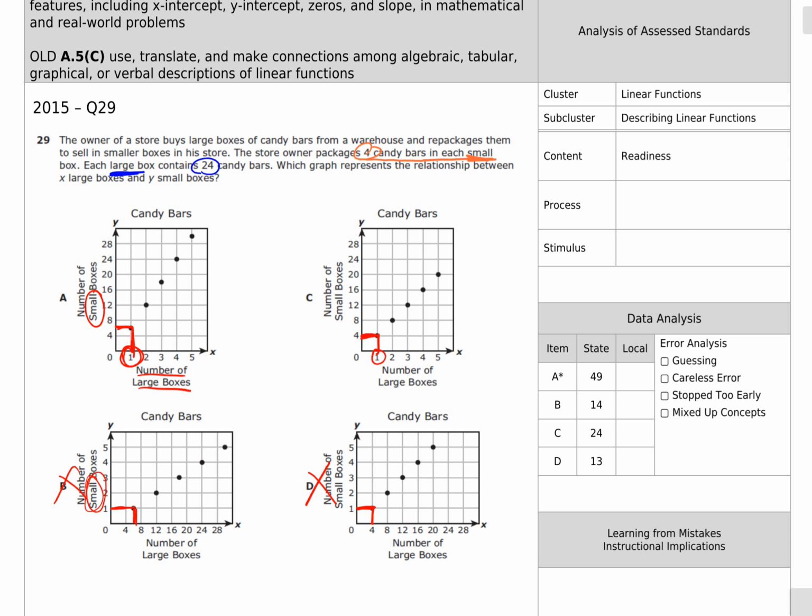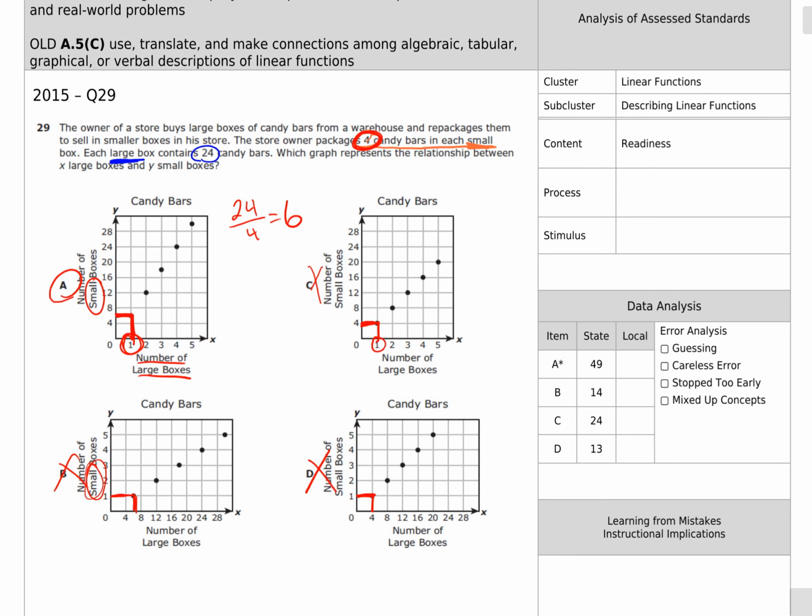If I have 24 candy bars in one large box, how many of these small boxes with 4 candy bars would be equivalent to that? Well, you should be able to see 24 divided by 4. That would take 6 of these small boxes of 4 each to get the total of 24. So yes, one large box is 6 small boxes. A is the answer, not C.